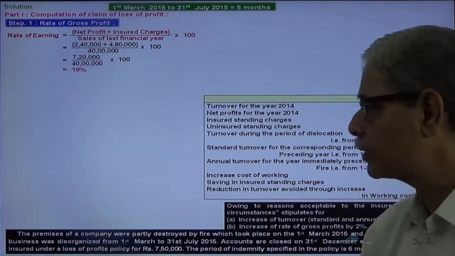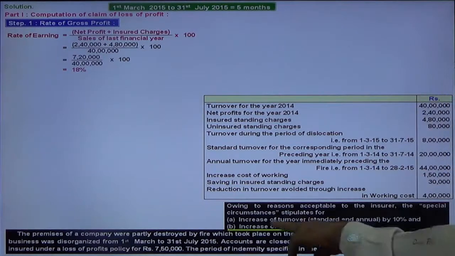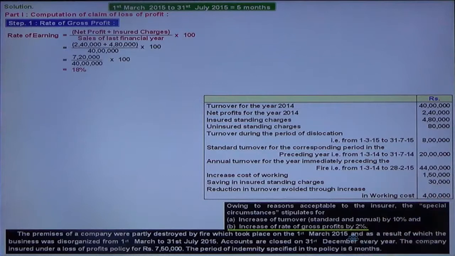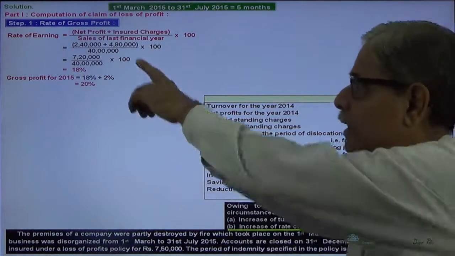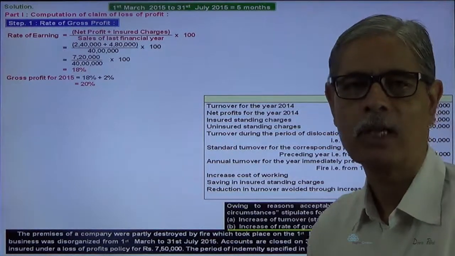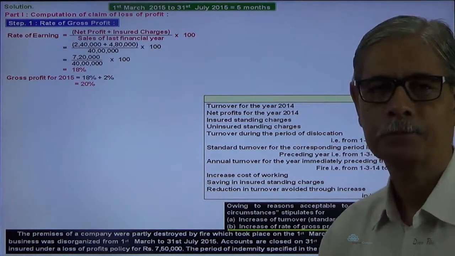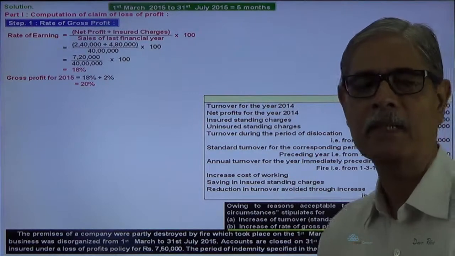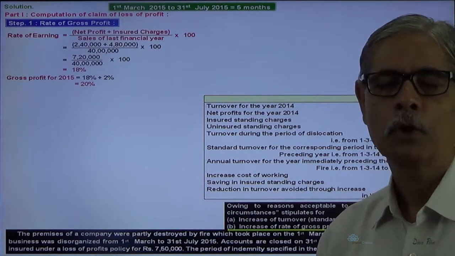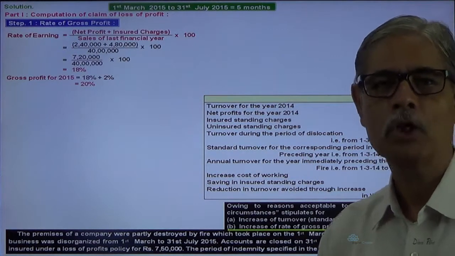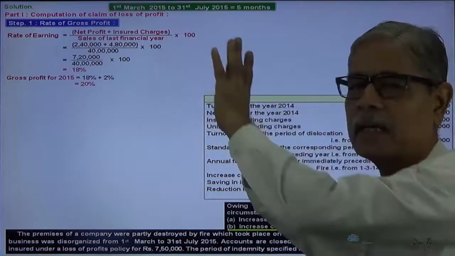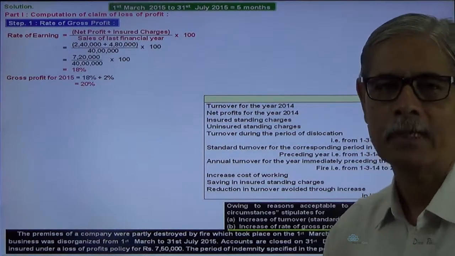The special circumstance clause suggests that in the current year, the increase in the rate of gross profit will be 2%. So 18% plus 2%. So this is the rate at which loss is likely to occur in 2015 during the claim period after the fire. So 20% is the rate at which loss is likely to occur on short sale. So this is the rate worked out as my first step.